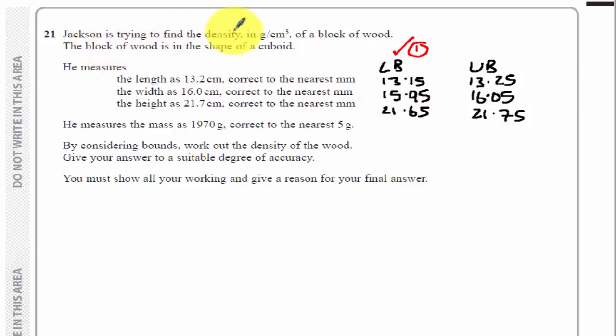I should have said at the start, to find the density, you do need to know the formula. The density of an object is mass over volume. There's a clue here because it gives you the units. Grams is mass, divided by centimetres cubed, which is volume. So the lower bound, these three measurements, if I multiply them together, will give me the minimum volume. So let's take a look.